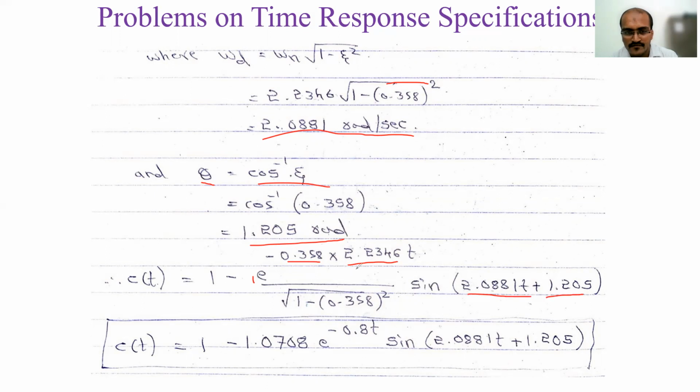So just substitute it. We only have to find these two factors. Here 1 divided by square root of 1 minus 0.358 square will come to 1.0708, and the multiplication zeta omega n will give you 0.8. The remaining factors are the substituted omega d value and theta value. Okay, so this is the time response. Hope you have understood what we are going to do in this problem. The previous problems' approach is different and this problem's approach is different. All these problems are important and asked in the VTU examinations. Hope it is clear.